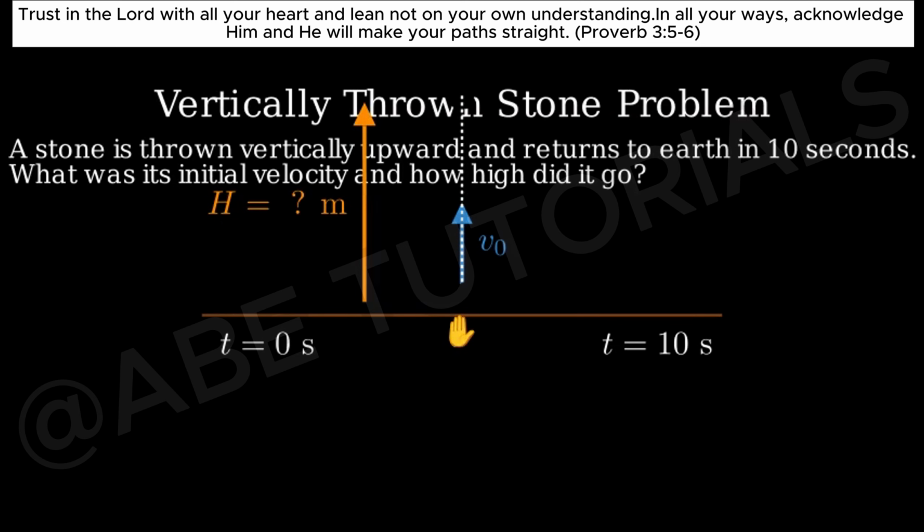To solve this problem, we'll use the kinematics equations for vertical motion under constant acceleration. In the vertical direction with constant gravitational acceleration, we have v equals v0 minus g times t for the velocity equation, and s equals v0 times t minus 1/2 g t squared for the position equation.